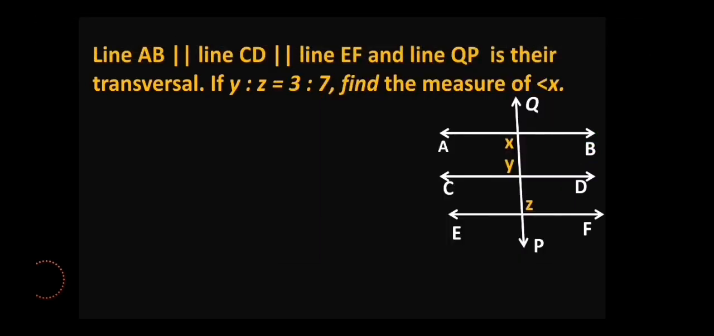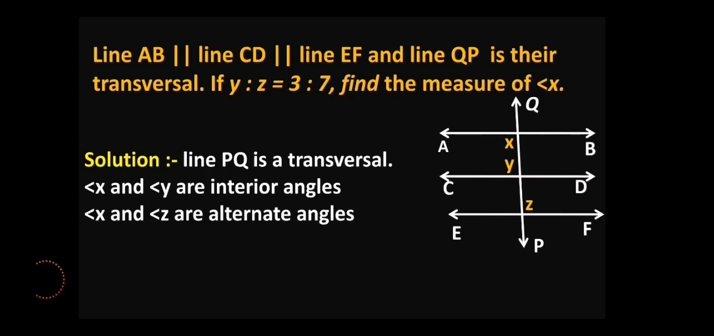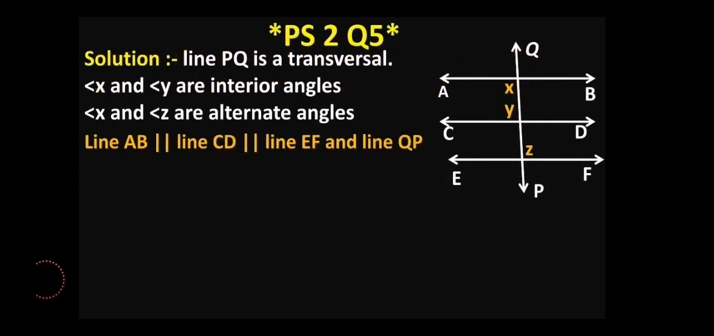So let's move on. Very first we have to write the given details. The details are PQ is the transversal, x and y are interior angles, and x and z are alternate angles that we observed in the diagram, right? And lines AB, CD and EF all are parallel to each other. Clear? Now what we have over here, angle x is equal to angle z, because we know the alternate angle theorem, right? And as we have only QP as a transversal, there is no need to mention it again. Clear? Because we have mentioned it once at the start of the solution.